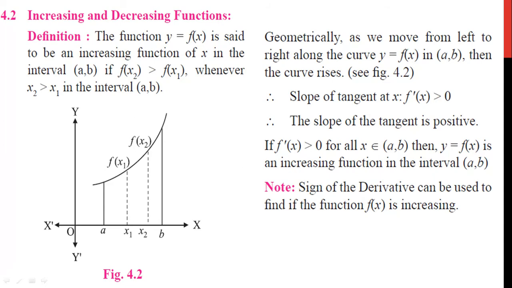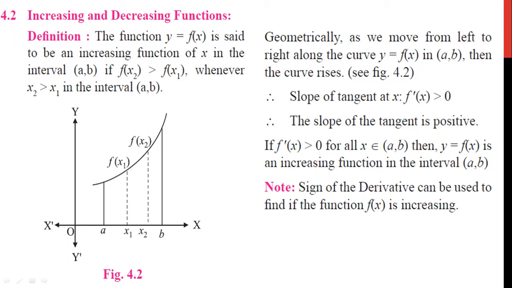That means whenever you increase the values of x, we get the corresponding increase in the value of y. So see here it is mentioned that geometrically, as we move from left to right along the curve y is equal to f of x in AB, the curve rises. See, this is the rise of the curve. Whenever you move from left to right, the value of x increases, and as y depends on x, because y is equal to f of x is the function, the value of y also increases. So that's why it is called an increasing function.